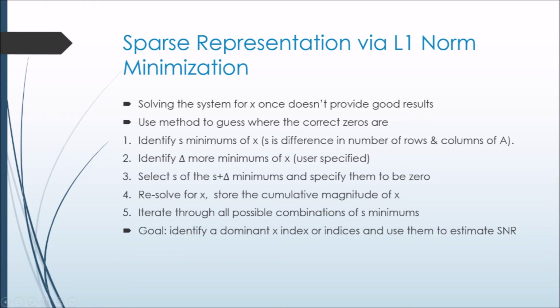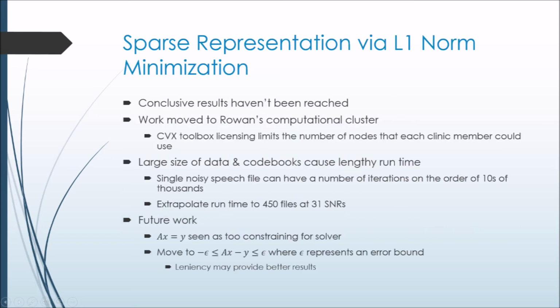And the goal of doing this is to identify a single index of x, or perhaps a cluster of indices, and use them to estimate the SNR based on their location and the relationship in terms of the length of the codebooks. So unfortunately at this point conclusive results haven't been reached for sparse representation methods, so we moved our work to Rhodes' computational cluster to speed up the process.